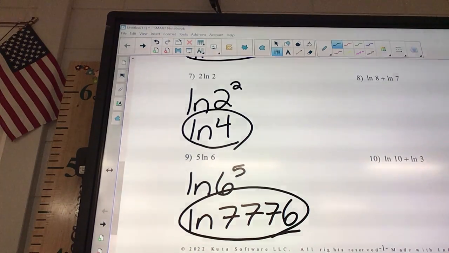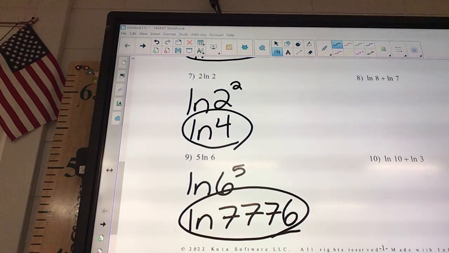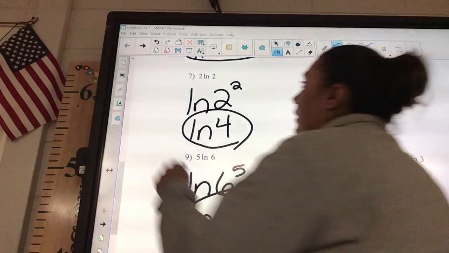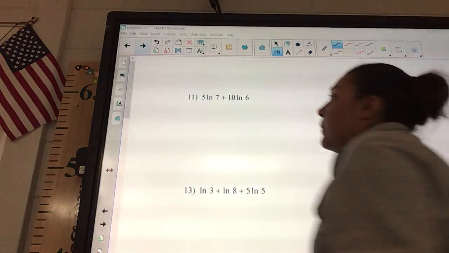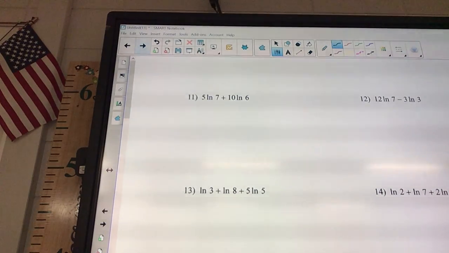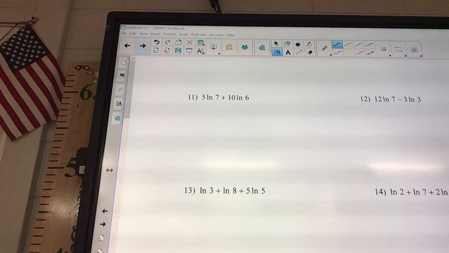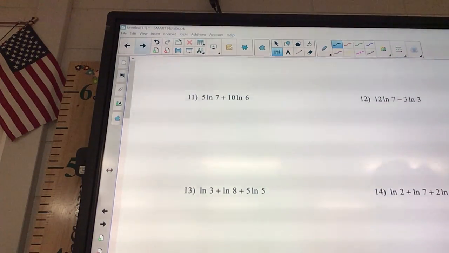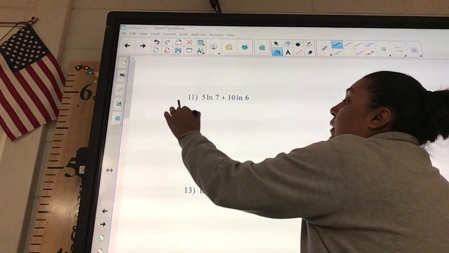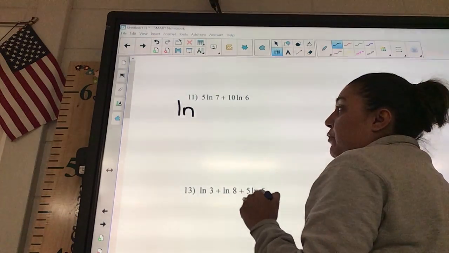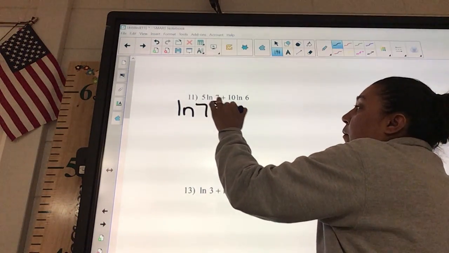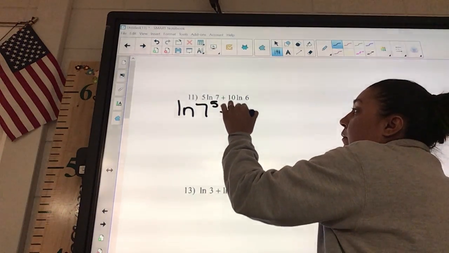All right, so now flip it over. Now we're getting to 2 log pieces. Do we have to do the same step twice? So let's look at this. What do you do with the first one? Ignore the plus sign. You're gonna move the stuff first. So, yeah, that's natural log of 7 to the 5th power plus natural log of 6 to the 10th.